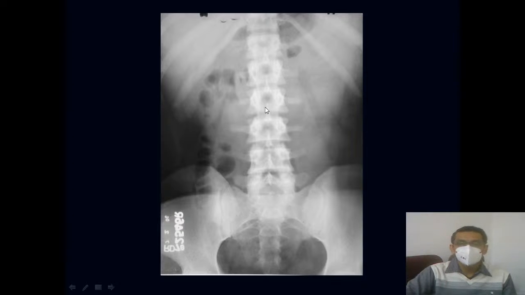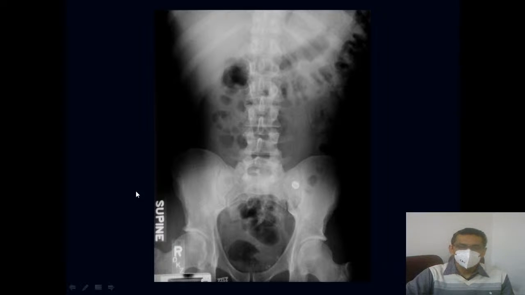What is the last different type of density, or opacity, which you can see on the X-ray? It is a metallic opacity. What is this? These are the numbers which have been assigned to this X-ray. This is an old X-ray in which we used to place metallic numbers over the patient's abdomen by a sticker for an identification mark, and this is the metallic density which comes. You can identify it very differently from even the bone density. So these are the different opacities or densities which can be identified on the plain X-ray abdomen.